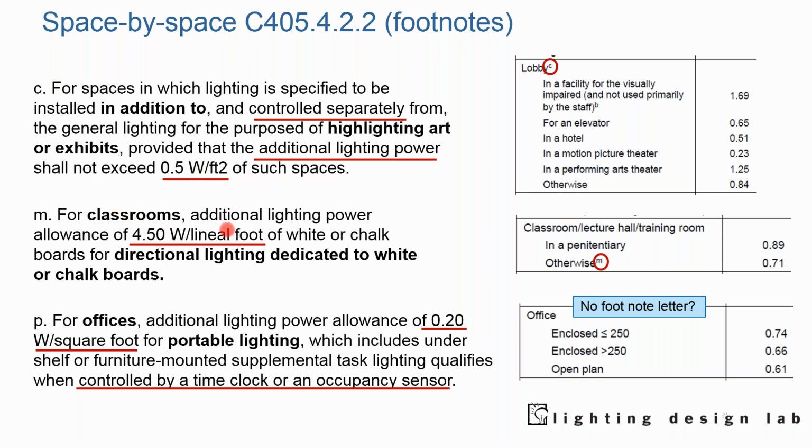For classrooms, additional lighting power allowance of 4.5 watts per linear foot for white or chalkboards, for directional lighting dedicated to the white or chalkboards. It says here for P, for offices, in addition, lighting power allowance of additional lighting power of 0.2 watts per square foot for portable lighting, as long as it's controlled by a time clock or occupancy sensor. However, I didn't really see a footnote there, even though it says there is one. So I'm not sure quite what happened there. It's probably just a little typo.